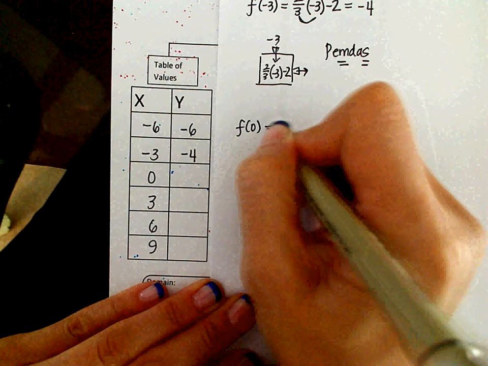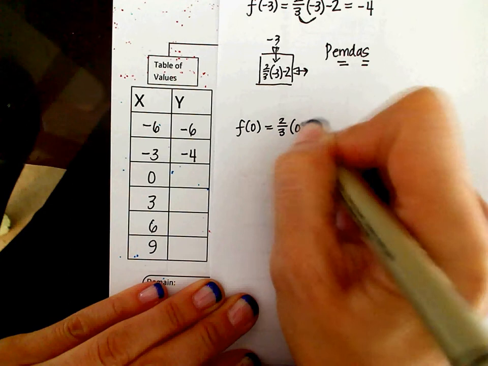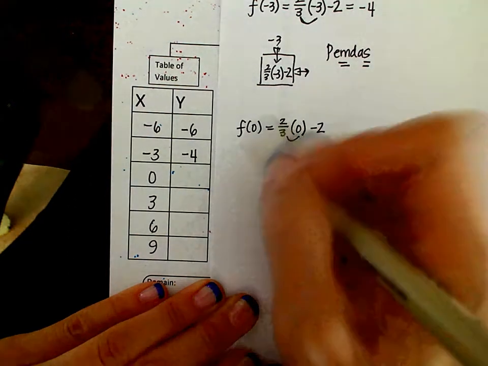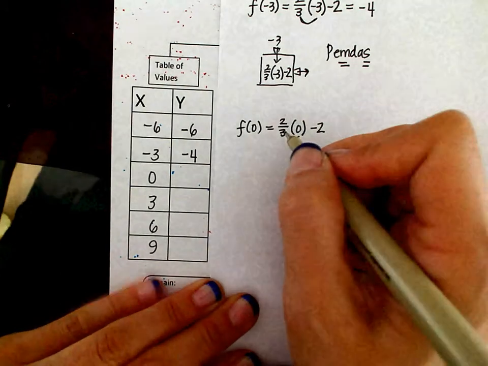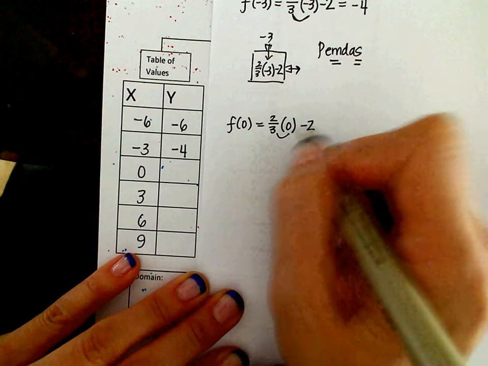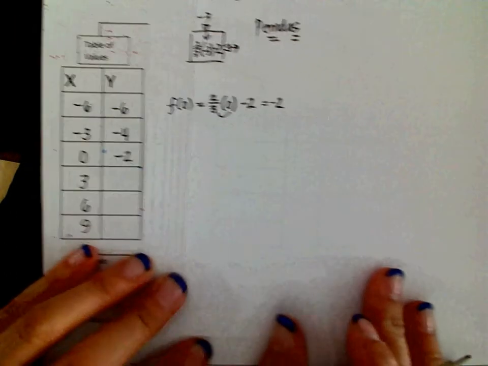Okay, why don't you try the next one on your own, pause the video. I'm going to keep going, but obviously if you pause the video, then you can restart it and catch up with me. So f of 0 is my next input. That means I'm going to take that 0 and put it here, and then subtract 2. Multiply first. I'm not going to draw the function machine this time. 2/3 times 0 is 0, and then you subtract 2 equals -2. So the output is -2.